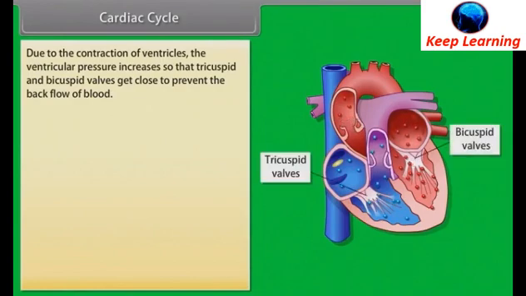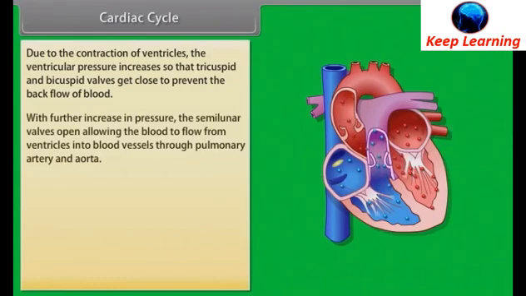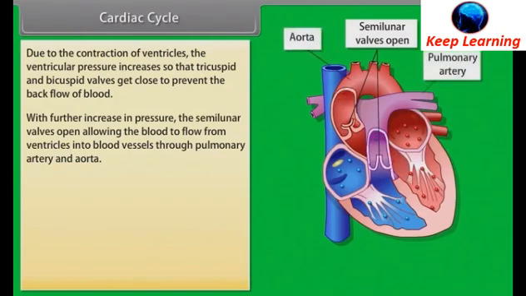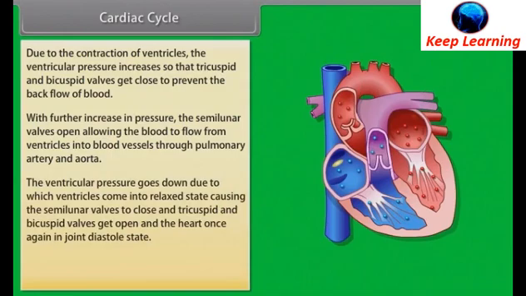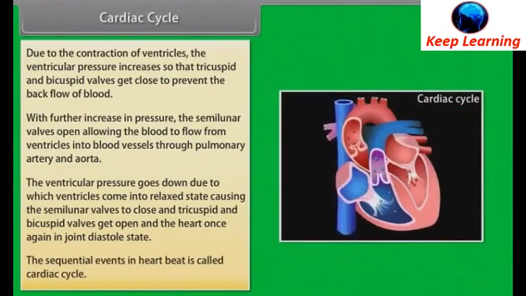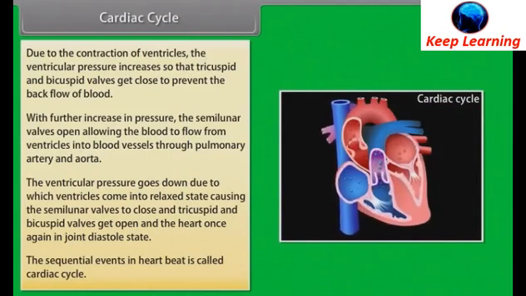the backflow of blood. With further increase in pressure, the semilunar valves open, allowing the blood to flow from ventricles into blood vessels through the pulmonary artery and aorta. The ventricular pressure goes down, due to which ventricles come into relaxed state, causing the semilunar valves to close and tricuspid and bicuspid valves get open, and the heart once again is in joint diastole state. The sequential events in heartbeat is called cardiac cycle.